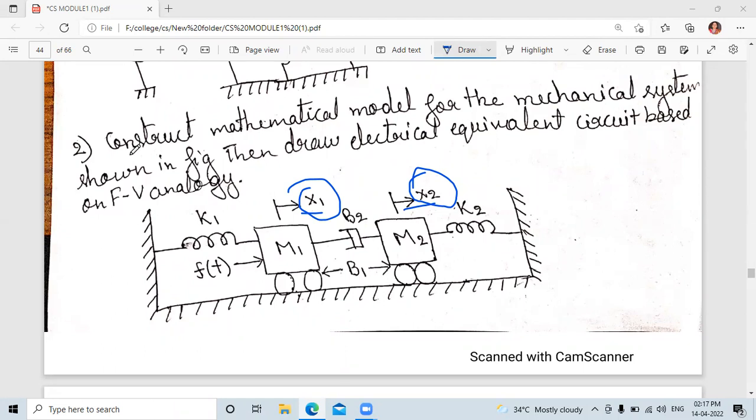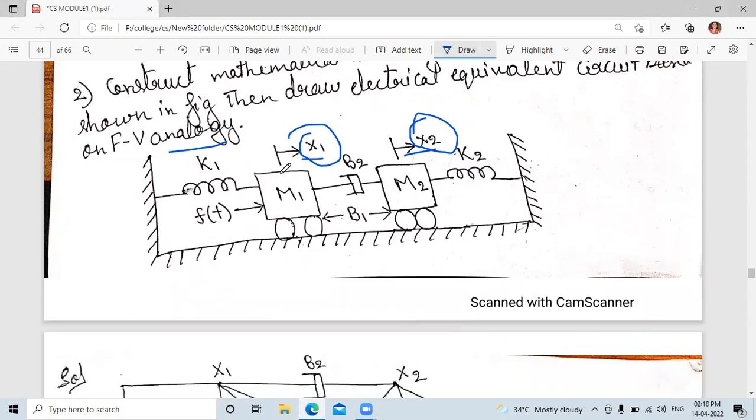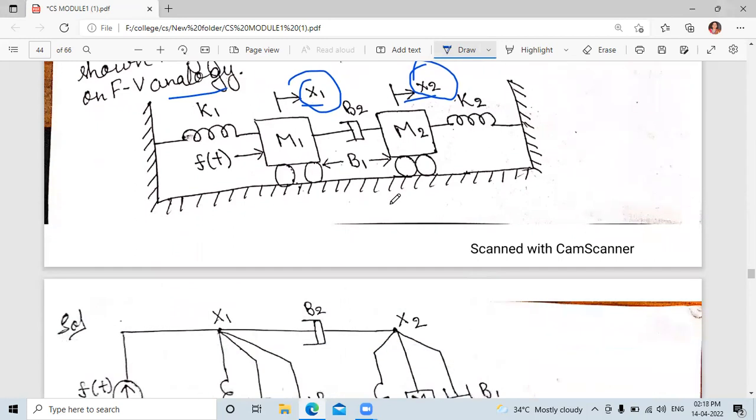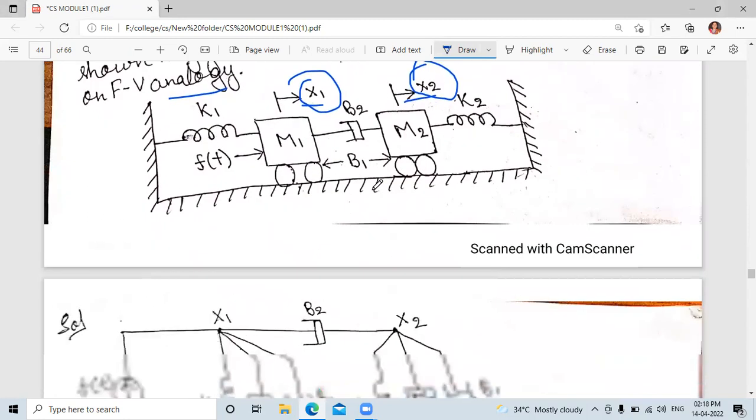They have given a question like this: construct the mathematical model for the mechanical system shown in the figure, then draw the electrical equivalent circuit based on the force-voltage analogy. They have given the mechanical system. We need to draw the mathematical model, and finally the electrical equivalent circuit.